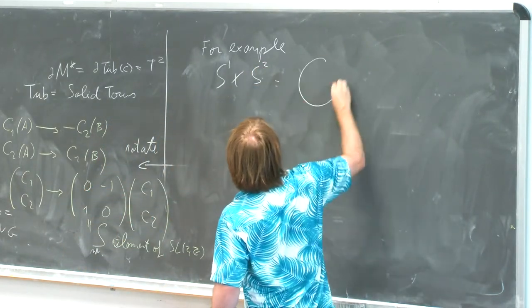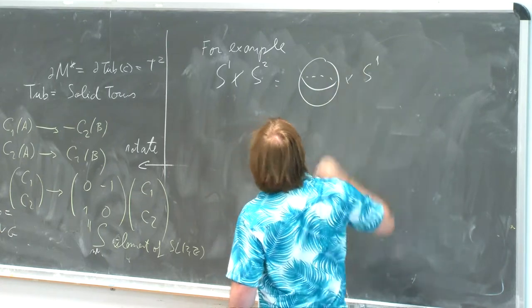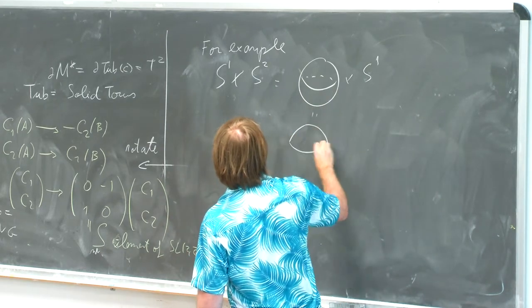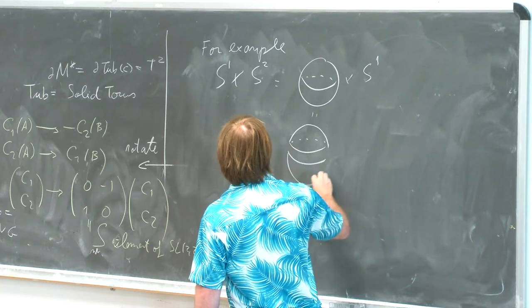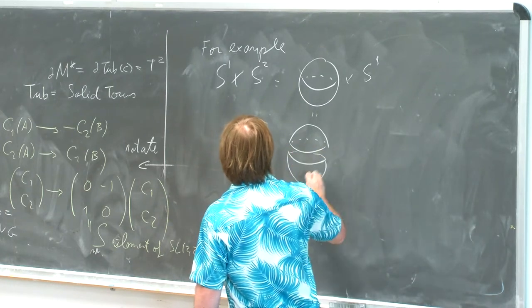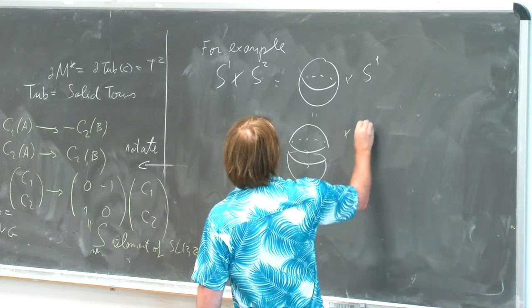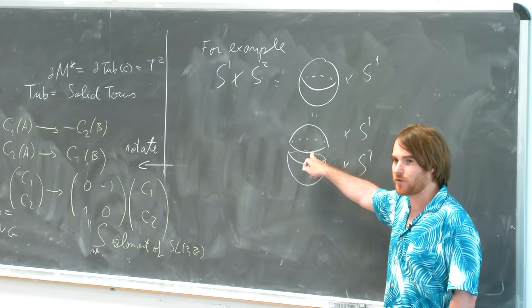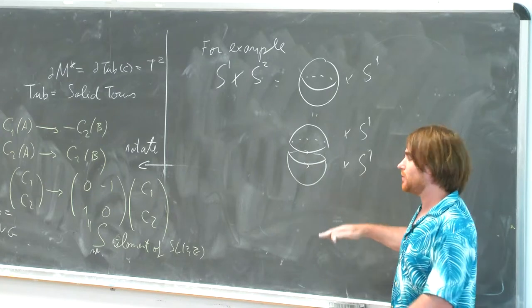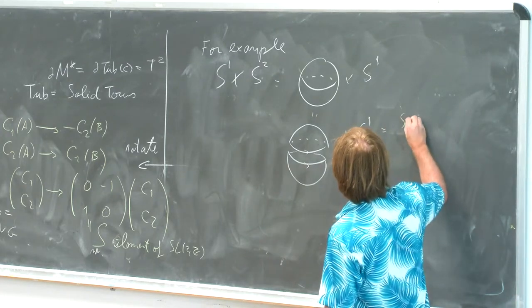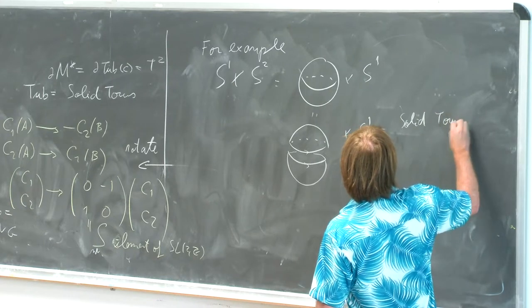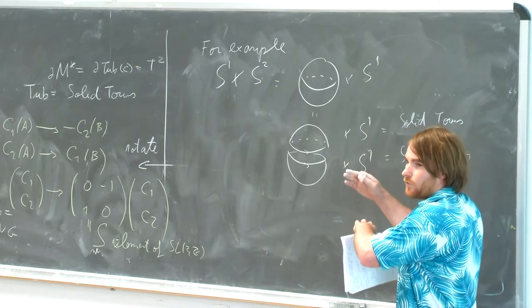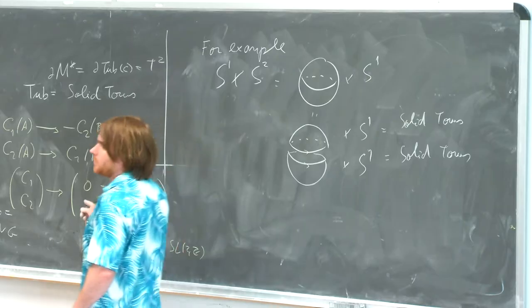What is this geometrically? You have a sphere, times S1. Now you cut the sphere in half. This runs like this, and then you have a circle here and a circle here. Of course, a hemisphere is the same as a disk, homeomorphically. So now this is a disk. So again you have a solid torus here, another solid torus here. The fact of gluing this way corresponds just to the identity in this SL(2,Z) map.